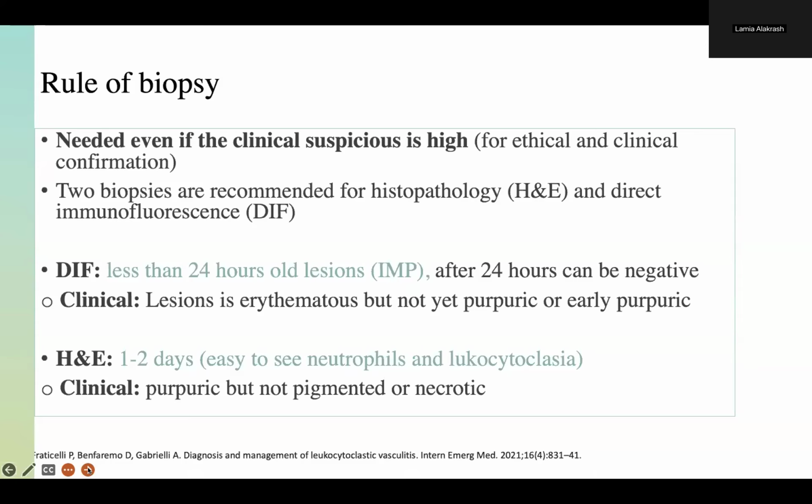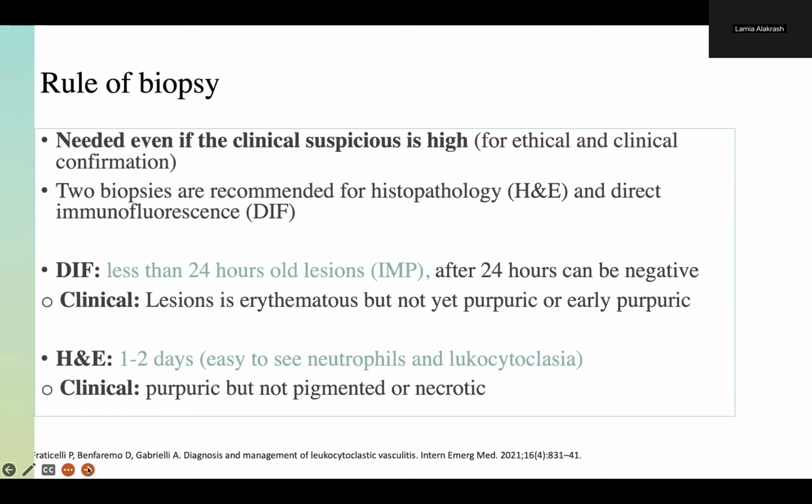Usually we take 2 biopsies to confirm the diagnosis, one for histopathology or H&E and the other one for direct immunofluorescence. However, timing is very crucial. You don't want to expose your patient to unnecessary investigations that you know will not help in diagnosing them. For direct immunofluorescence, the lesion should be less than 24 hours old. After 24 hours, there is a very high chance of a negative result.